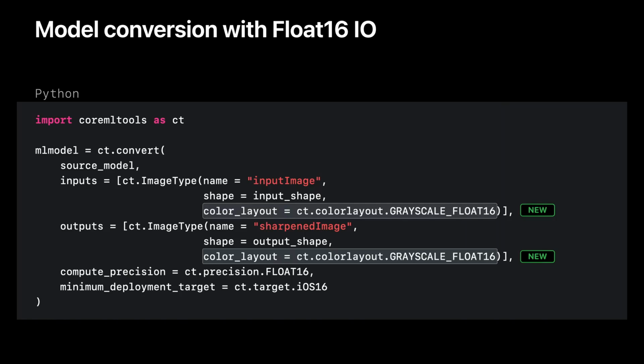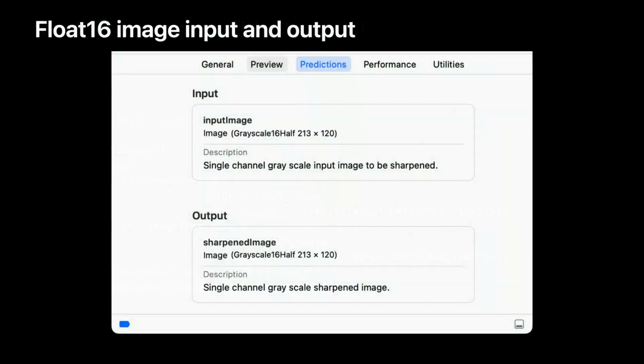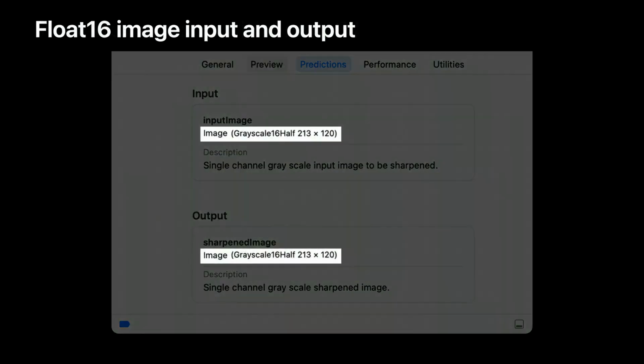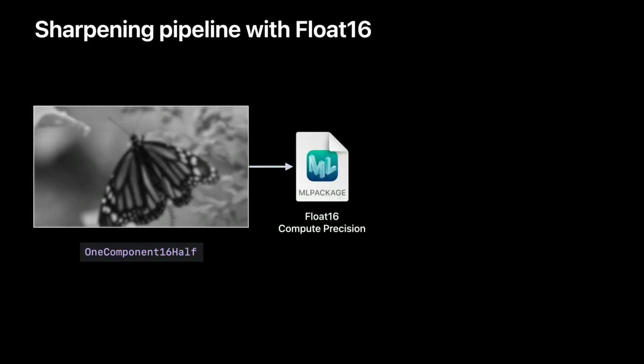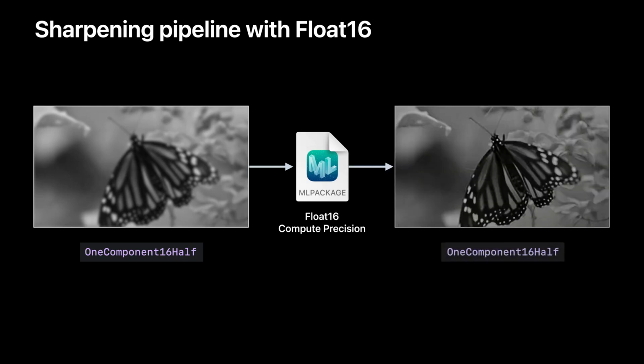Since float16 support is available starting in iOS 16 and macOS Ventura, these features are only available when the minimum deployment target is specified as iOS 16. This is how the reconverted version of the model looks. Note that the inputs and outputs are marked as grayscale 16/2. With this float16 support, my app can directly feed float16 images to CoreML, which will avoid the need for downcasting the inputs and upcasting the outputs in the app.